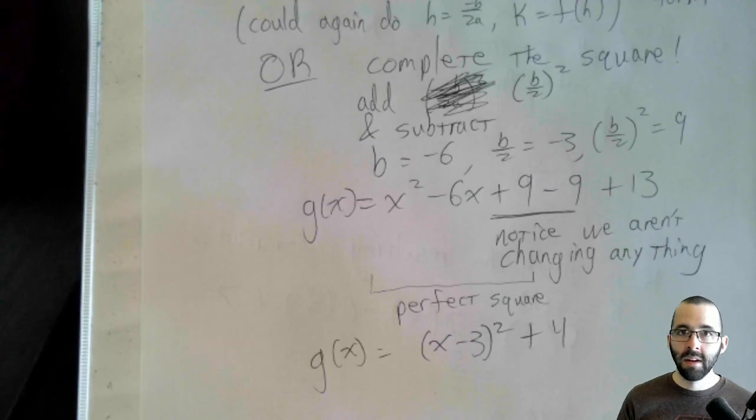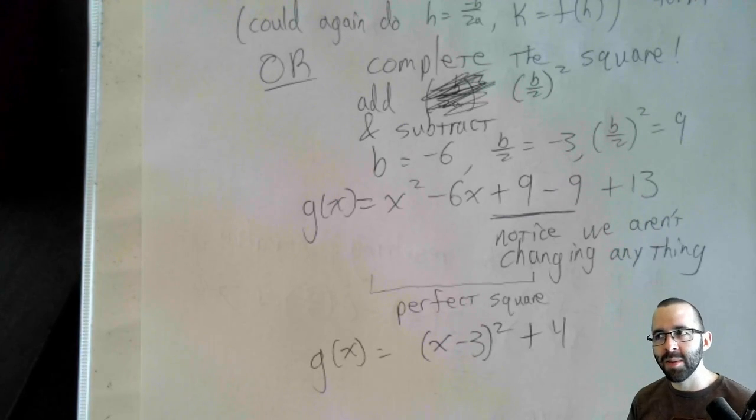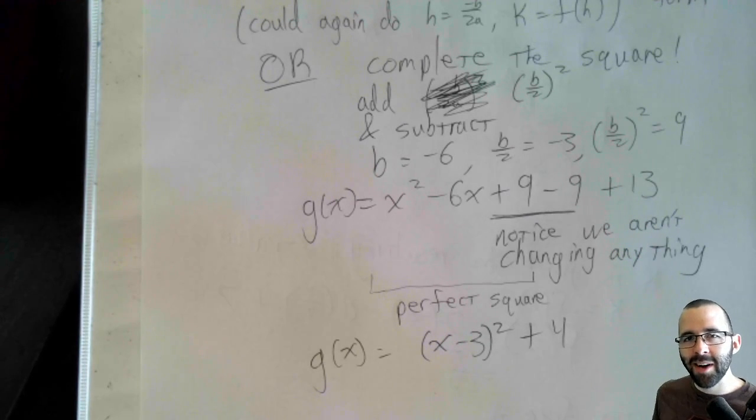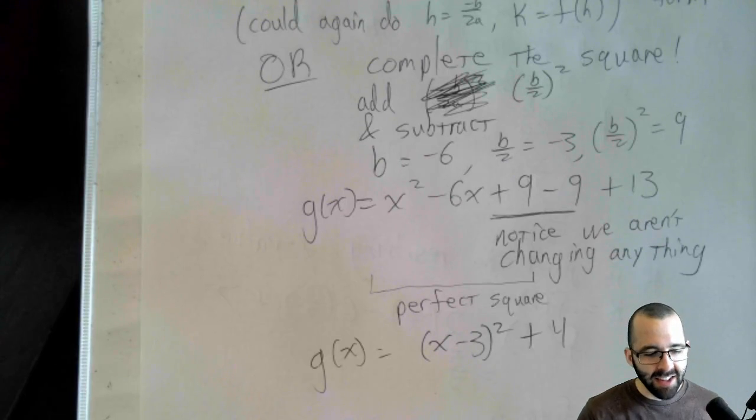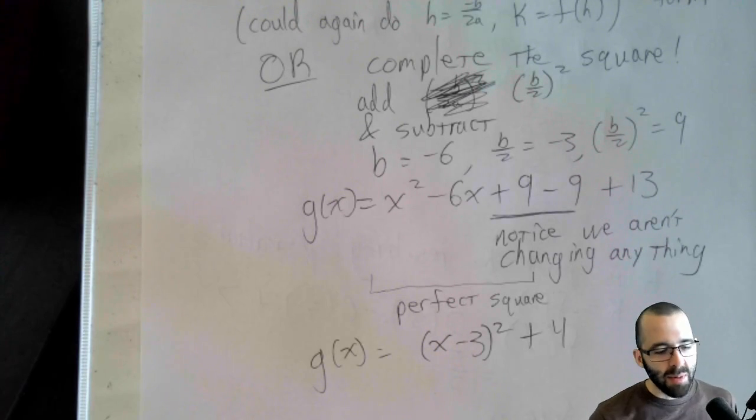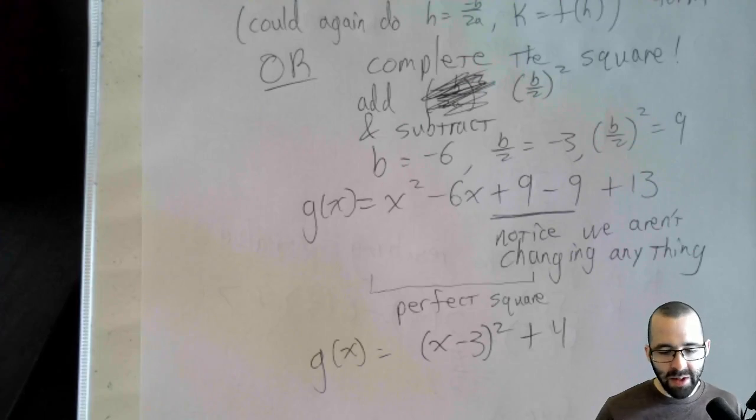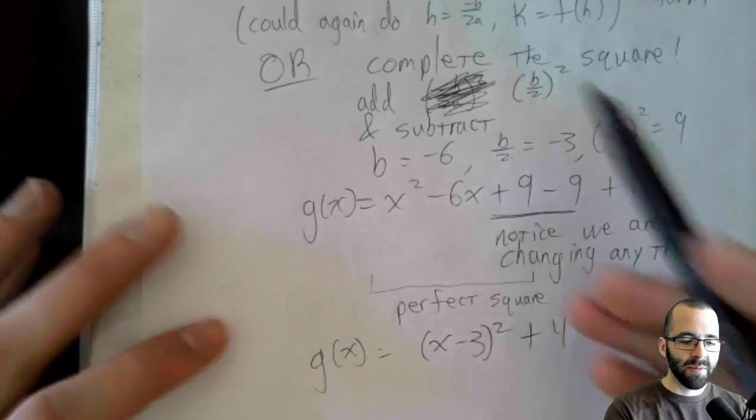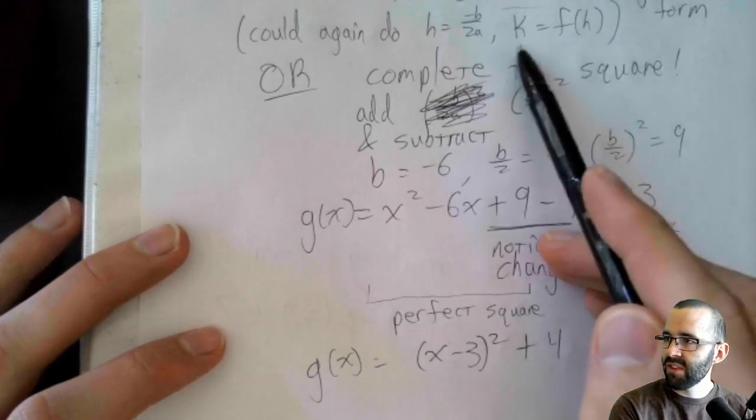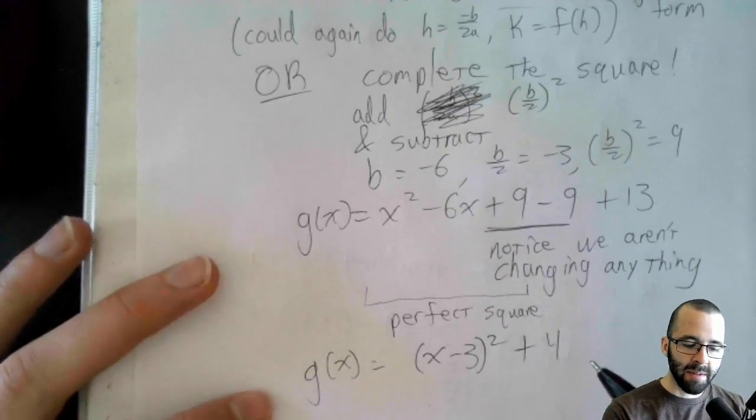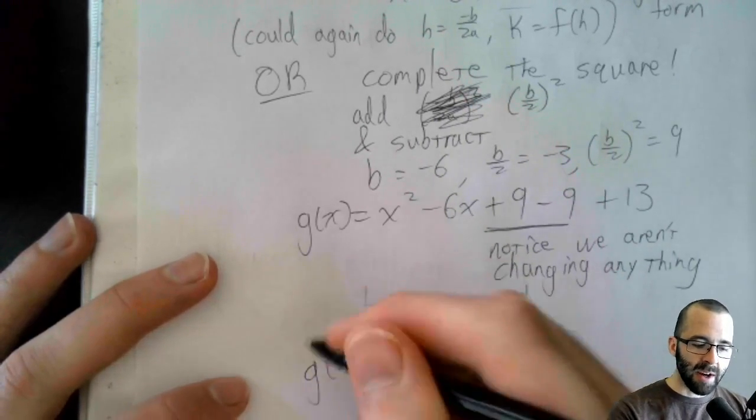Wait a minute. This is in vertex form. We completed the problem. It snuck up on us. So there's only one step if you complete the square. If you use the formulas, it's two steps. Find h, find k, and then plug them in. So this is vertex form right here.